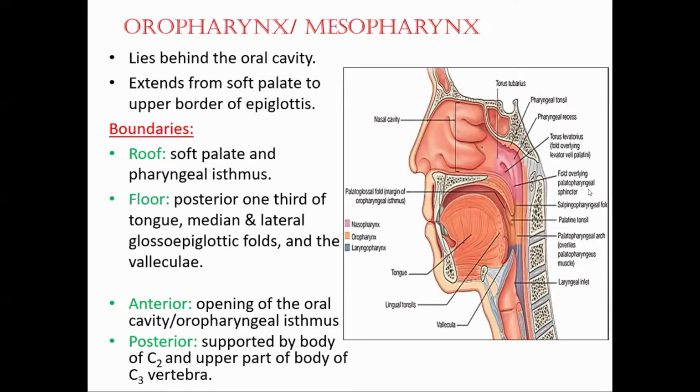Palatoglossal arch containing the palatoglossus muscle. Now posteriorly, the oropharynx is supported by C2 and the upper part of the C3 vertebra. C2 and C3 vertebra. So these are the boundaries of the oropharynx. Superiorly, above, is the soft palate and the pharyngeal isthmus. Below is the posterior one third of the tongue, vallecula, median and lateral glossoepiglottic folds. Posteriorly is C2 and a part of the C3 vertebra, and anteriorly the wall is deficient and bounded by the oropharyngeal isthmus. And do you know what is the boundary of the oropharyngeal isthmus?